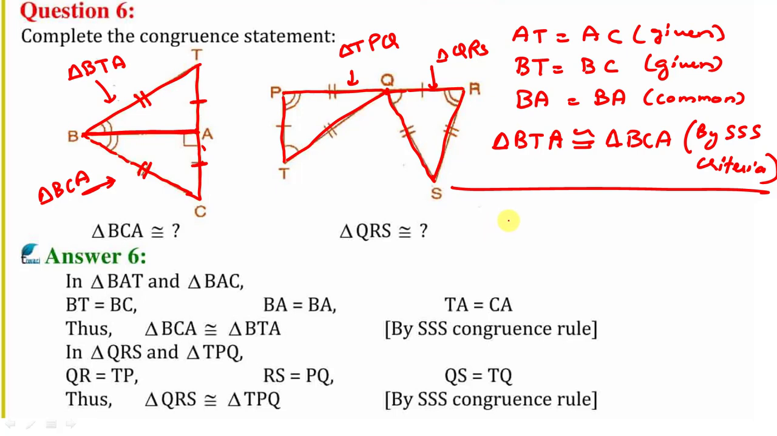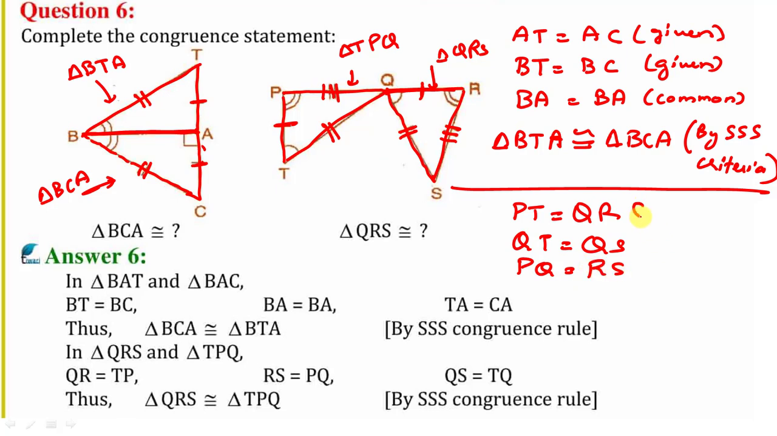First, the value of PT is equal to the value of QR. Second, the value of QT is equal to the value of QS. Third, the third side is also equal, that is, the value of PQ is equal to the value of RS. So there are three lines marked, and PQ is equal to RS. These are given, so again we obtain that three sides are equal.